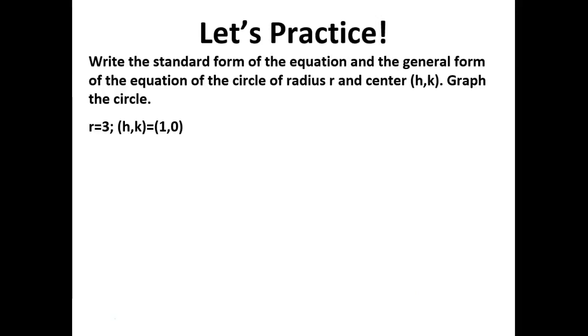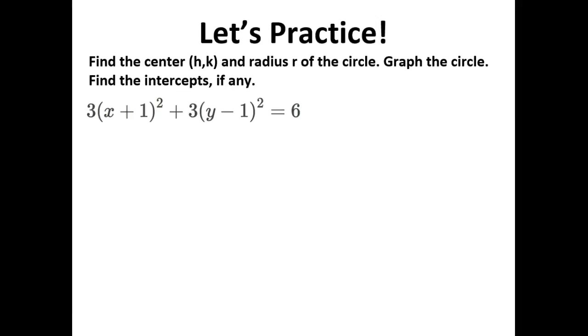So back to this. This one right here was the one that I just showed you. Let's see if with this equation we can find the stuff that it's asking for. Find the center, h, k, and radius r of the circle. Something that's a little bit different about this one is it has 3's in front here, and in the equation of a circle, we can't have those there. So we're going to divide both sides by 3. Fortunately, this 3 is the same in both places.